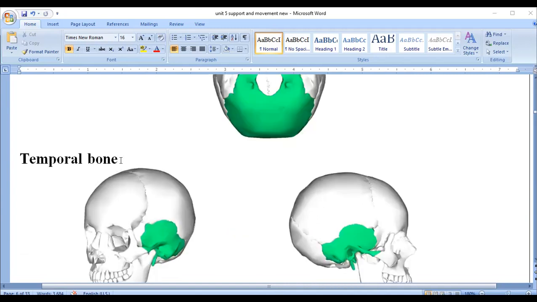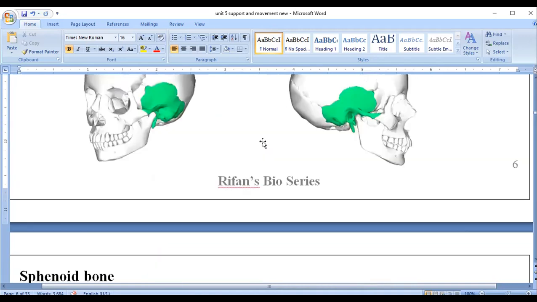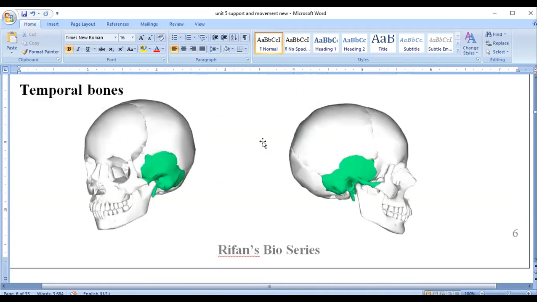Thereafter, the temporal bones. They surround our ears. In our ear region there is one pair of bones, one on the right side and one on the left side. One pair of temporal bones are there.